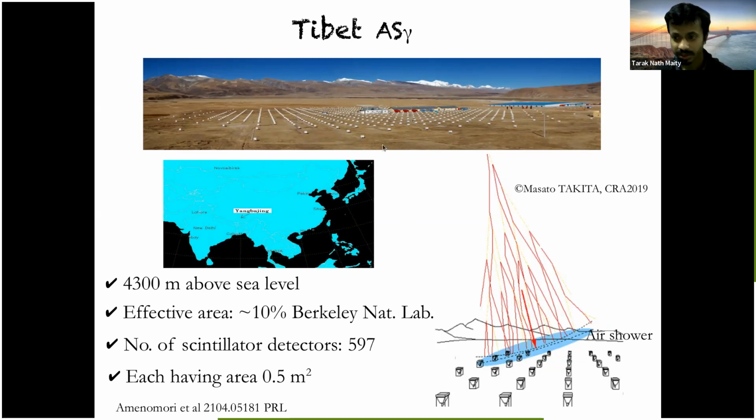What this scintillator detector does is, once a cosmic ray comes and interacts in the atmosphere, it produces a shower of particles, which is known as an air shower. So the scintillator detectors are trying to detect those air shower particles.